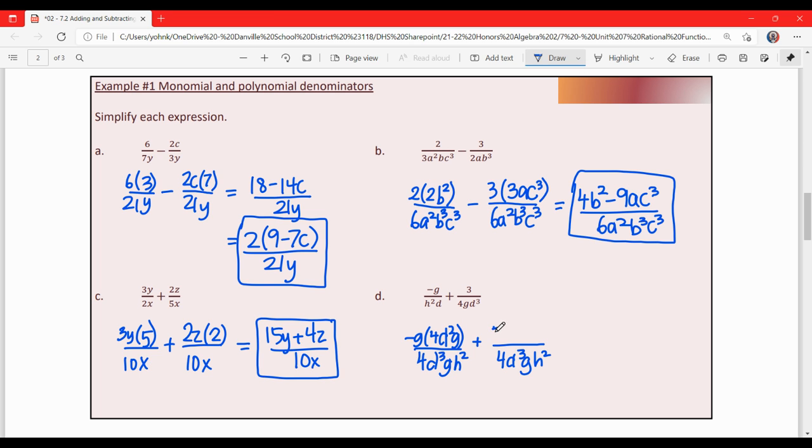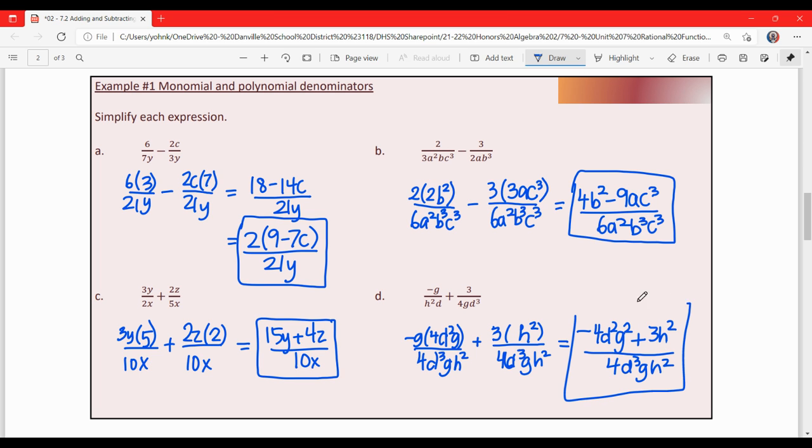Top of the other fraction, I put my 3. And then let's see, I already have the 4, so I'm good there. It looks like D cubed I already have. G I already have. But it looks like I need to include an H squared. So that's going to give me negative 4D squared G squared plus 3H squared all over 4D cubed GH squared. Whew, that's ugly. Remember, I cannot simplify the H squareds because they are attached with an addition symbol in the numerator.